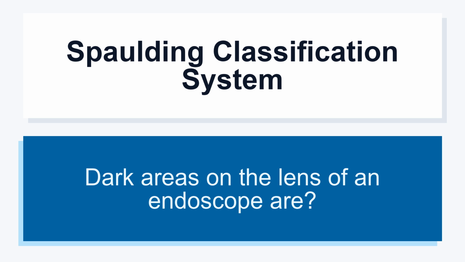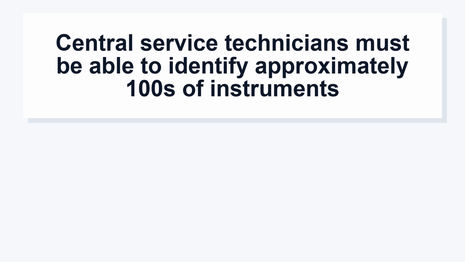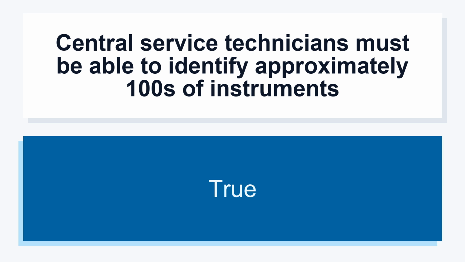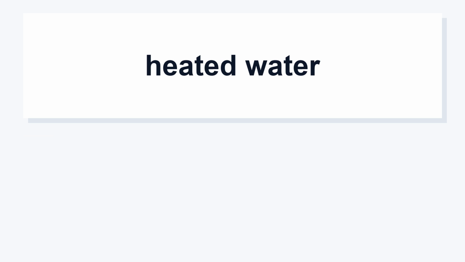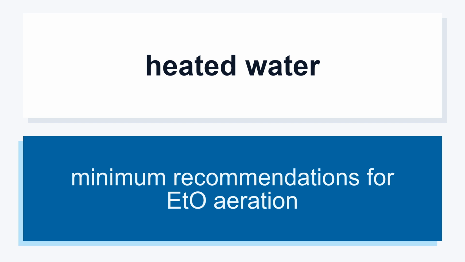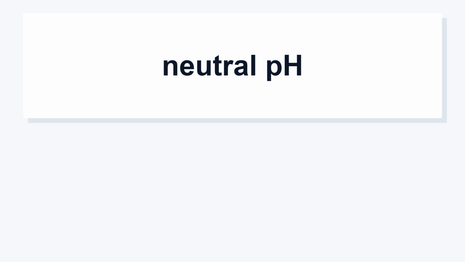Dark areas on the lens of an endoscope are. Central service technicians must be able to identify approximately 100 of instruments. True. Heated water. Minimum recommendations for ETO aeration. Neutral pH.